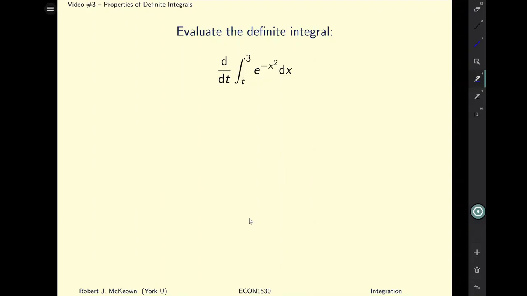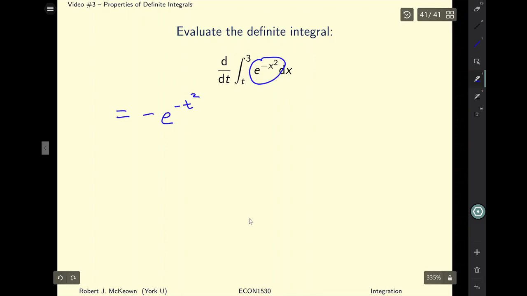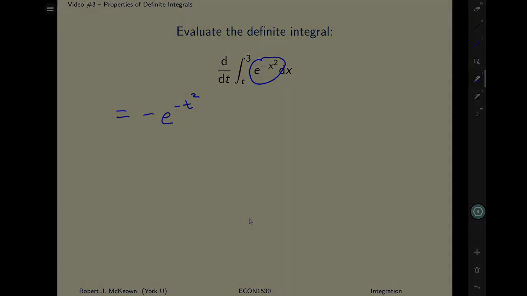Now you can see that we're being asked to find how this integral is going to change if we change the lower limit t. So to answer this question, I want to take the negative of the function, this thing right here, and I'm going to evaluate it at t. So I'm going to get negative e to the negative t squared. And that's it.